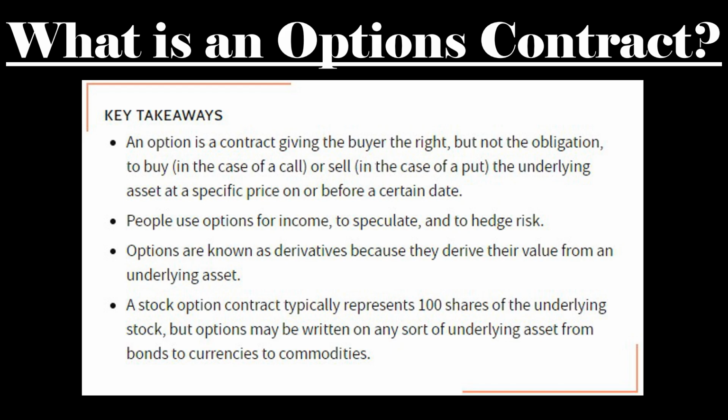Okay, so people use options for income, to speculate, to hedge the risk. Stock options that we're talking about, they typically represent 100 shares at a time. So that's what we're going to be talking about, stock options, and how they talk about 100 shares at a time. So we're going to break this all down. We're going to use the example of NEO.